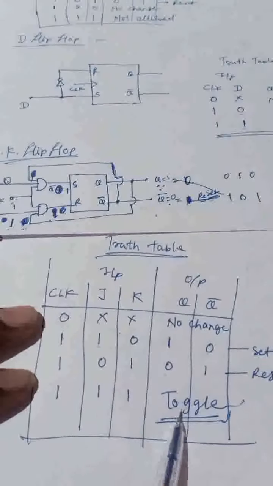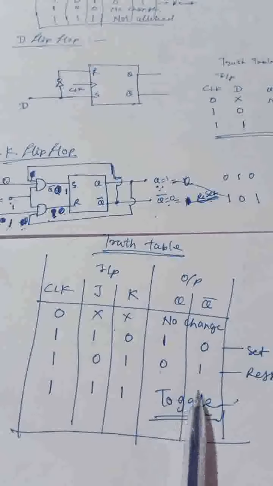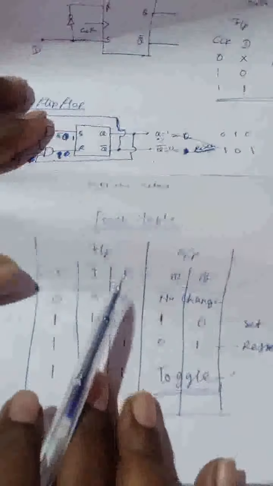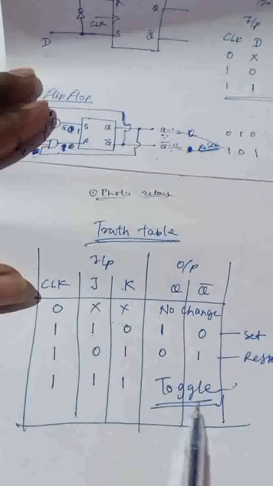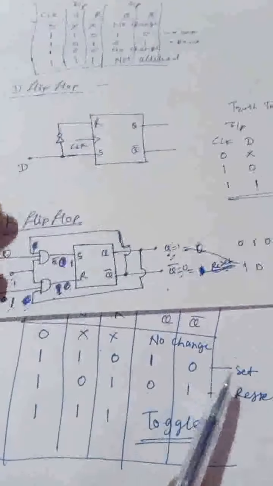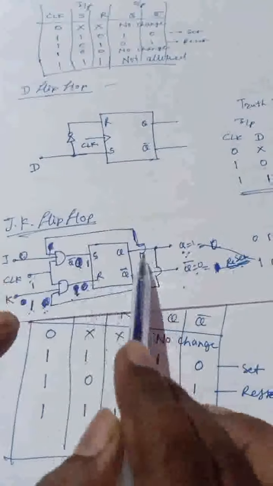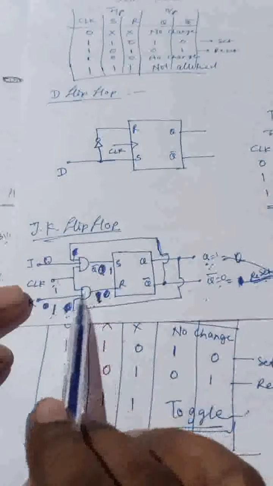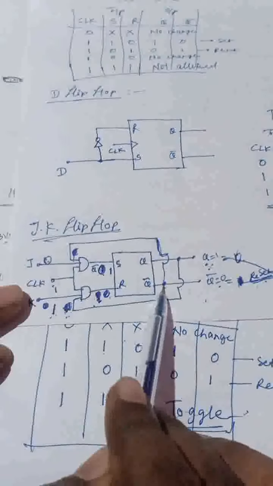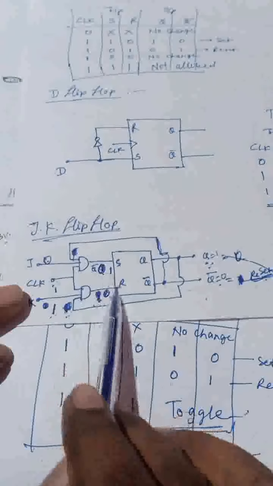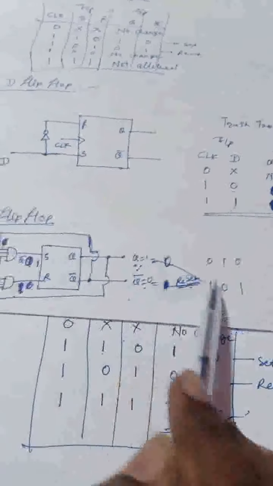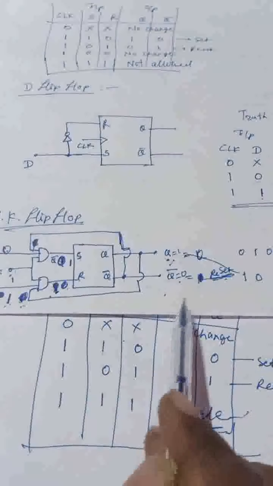This is the most important condition. So the not-allowed 1 1 condition is now replaced with a toggle condition. You can work it out yourself: if Q is equal to 1, it is connected here, it becomes 1. If Q bar is equal to 0, it is connected here. So S0 R1, then again it goes into reset condition. So this condition is known as toggle condition.